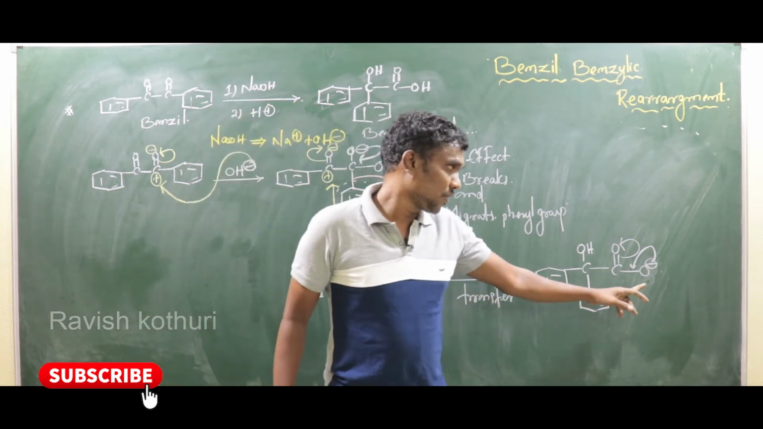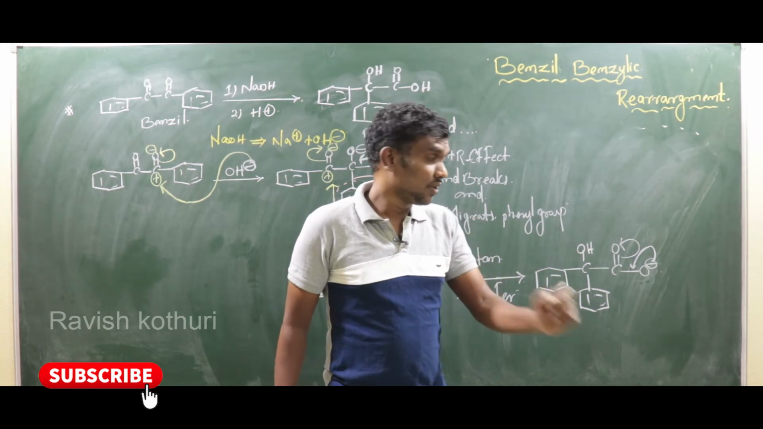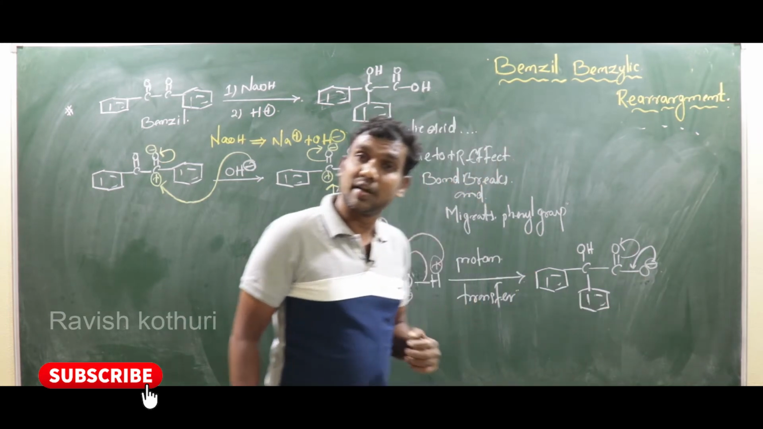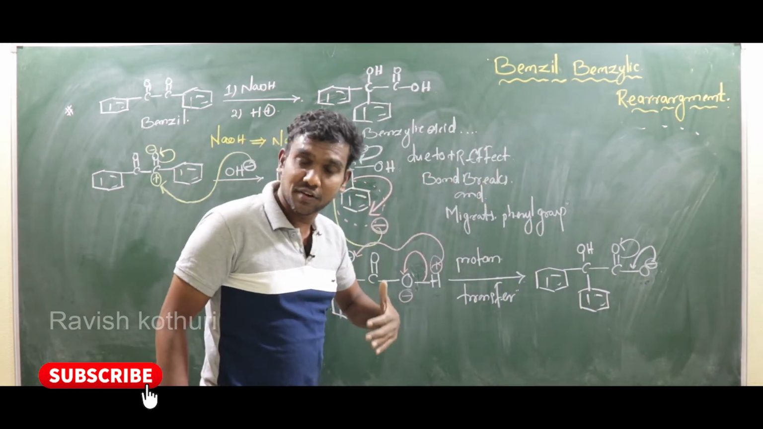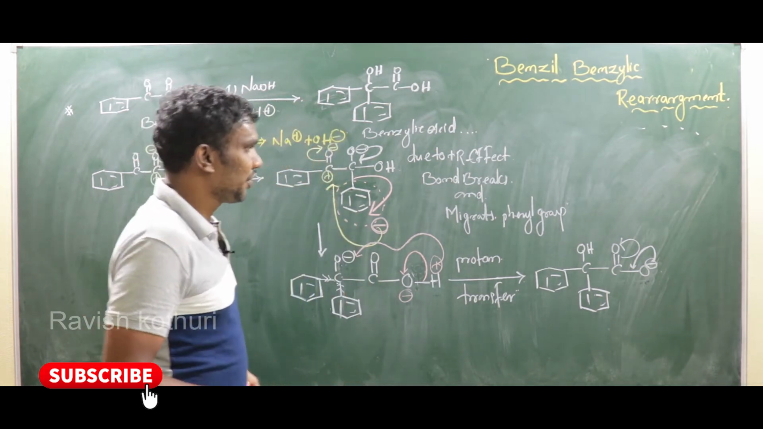Sir, here also the alkoxide ion has a negative charge, but that is stable. Why? Because this alkoxide ion charge will participate in resonance. So that is very, very important. So be focused. Now here, the last step.